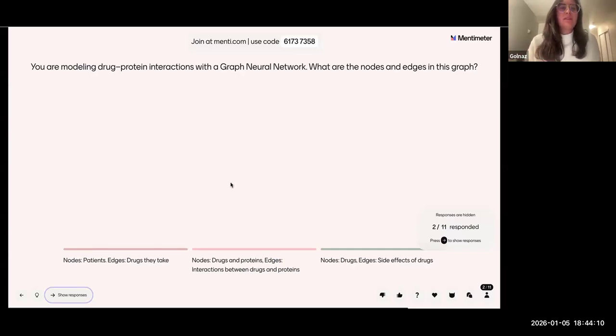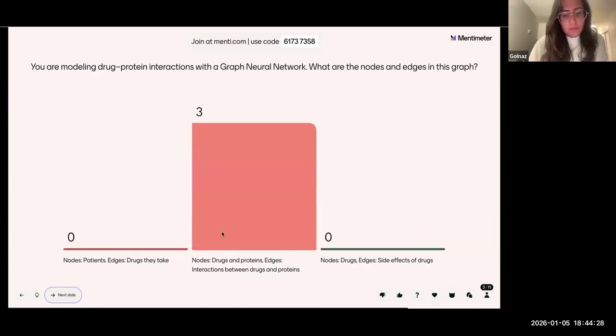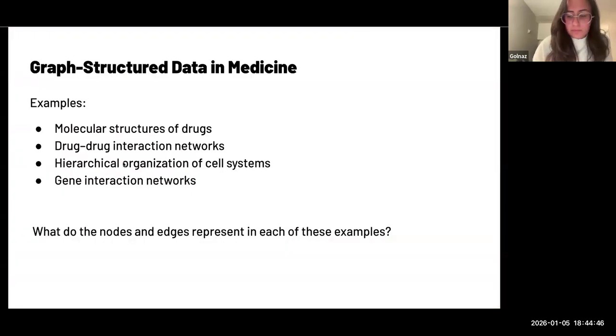So think of the problem as you want to predict how a drug will affect a particular protein. And then you have a huge data set of other drugs or similar drugs and other proteins and similar proteins. Yes, so the nodes would be the drugs and proteins. So they would be two different kinds of nodes. And then the edges would be the interaction between each drug and each protein in this case.